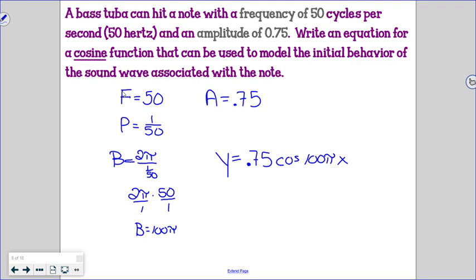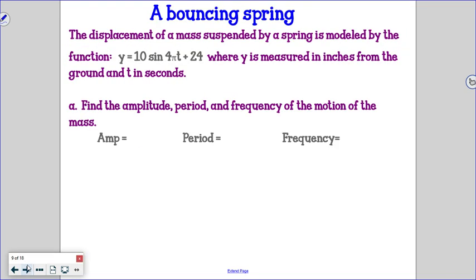Questions on any of this? Kind of going the other way, given an equation, pulling out the information here. The equation that I'm going to give you on this first one: the displacement of a mass suspended by a spring is modeled by the function y equals 10 sine of 4 pi t plus 24, where y is measured in inches from the ground and t is in seconds. From that equation, identify the amplitude, the period, and the frequency of the motion of the mass.